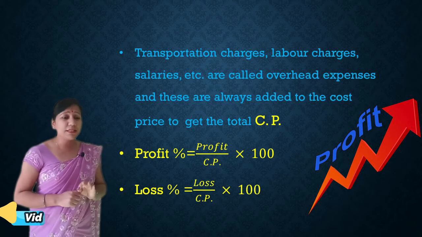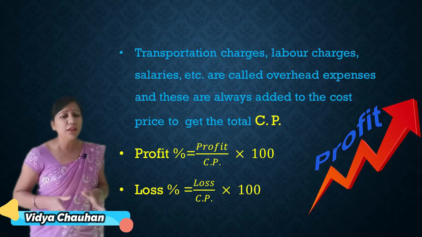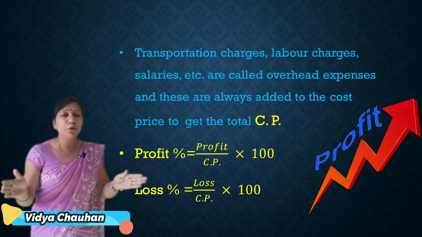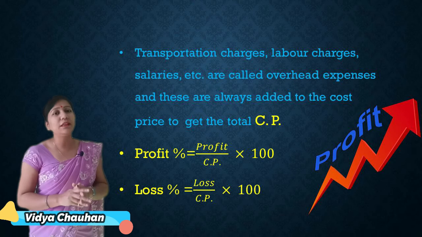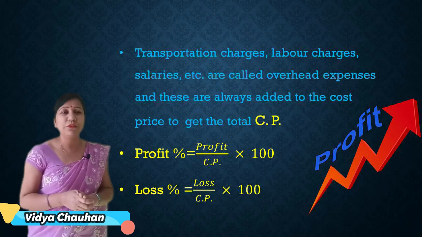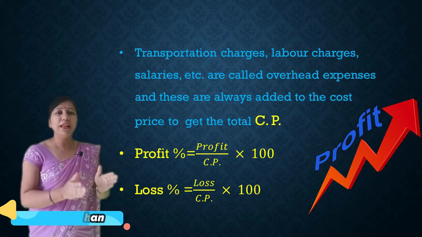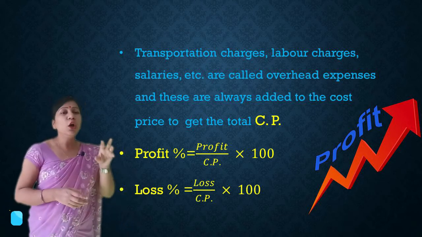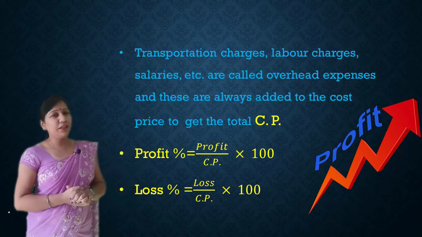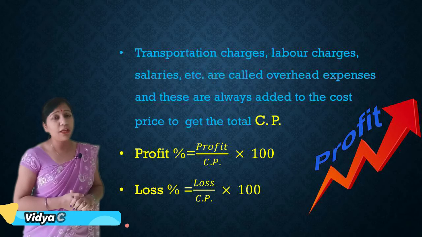10,700. It means the transportation charges, the labor charges, the salaries, or any other values, or you can say the overhead expenses made on any item or any goods, that also comes in the cost price only. We do not put these things in any different slot or add them in the selling price. No, all these things are there in the cost price only. So any overhead expenses are also included in cost price. Clear?